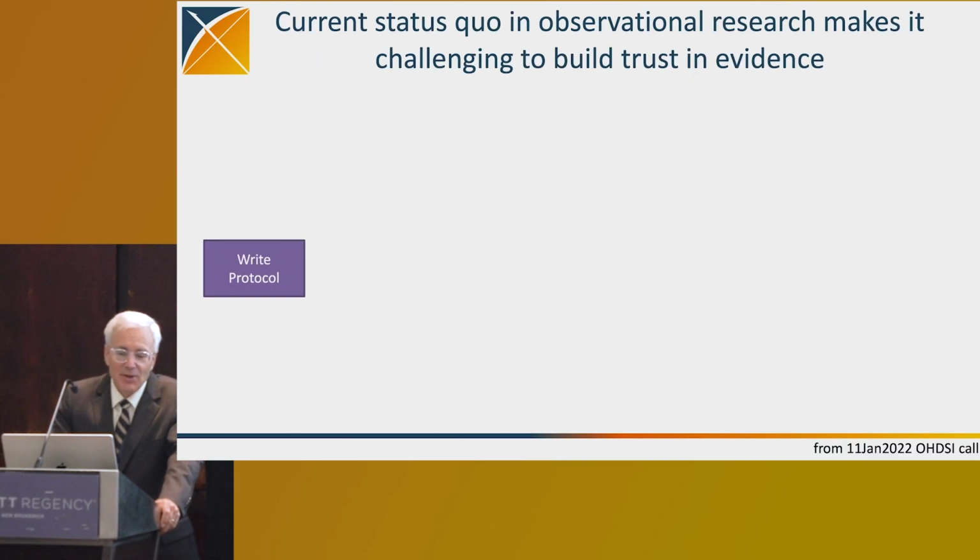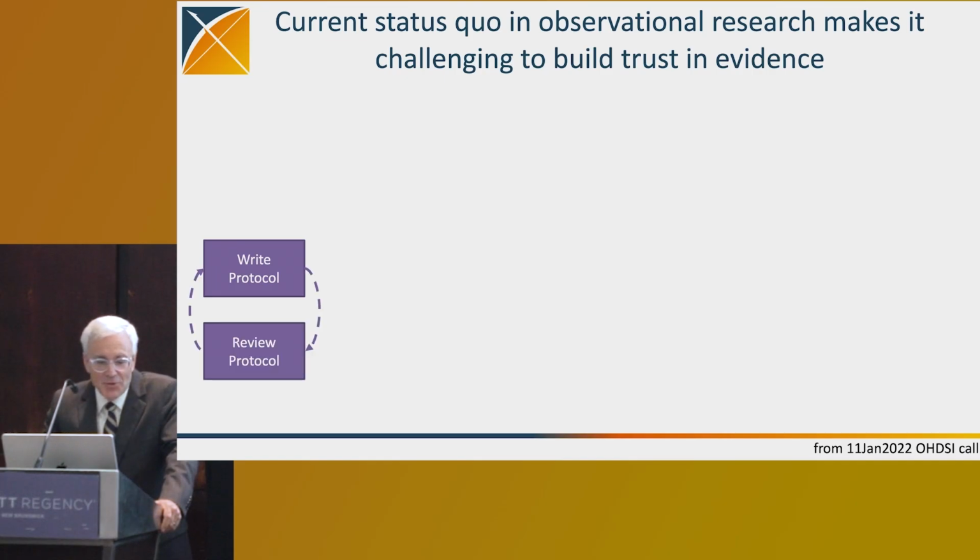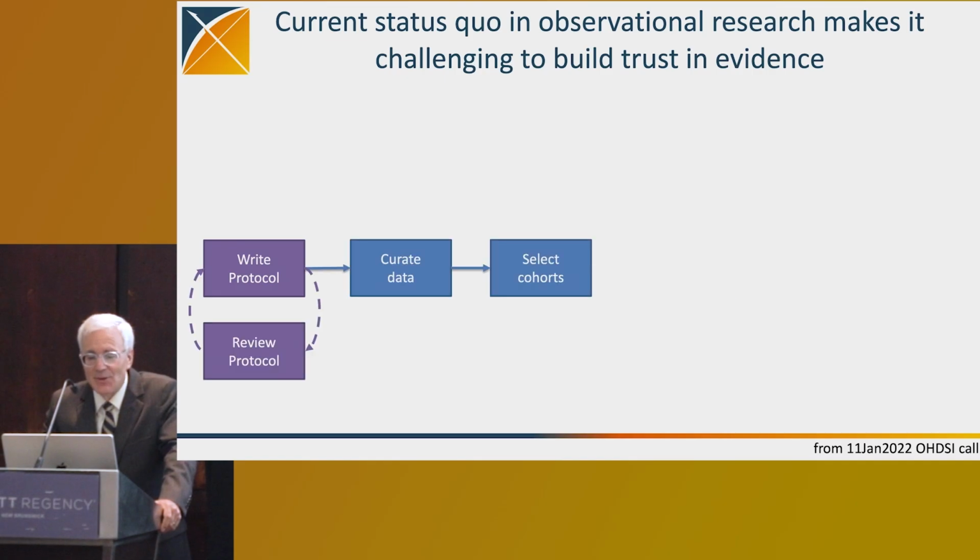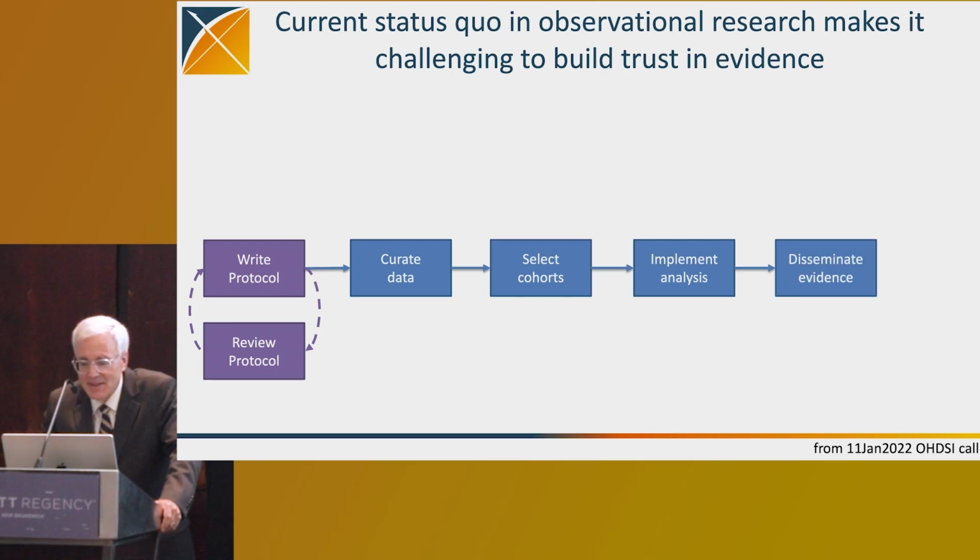So we write a protocol, right? We pre-specify the protocol. Why? Because we don't want to be able to change it when, as I said, we don't get the answer that we want. People don't sometimes do these things on purpose, but you inadvertently end up cheating. You add one more variable, and you're like, well, I think I really did need that variable. You review your protocol before you run it, you curate the data, select cohorts, implement the analysis, and then eventually disseminate the evidence. And then you want to know, did I do a good job?